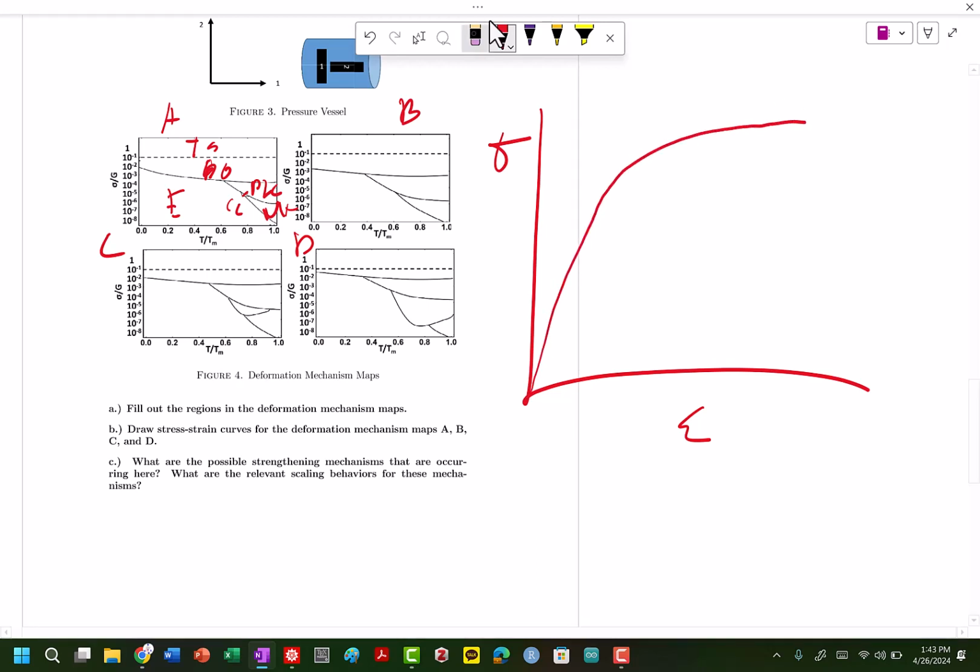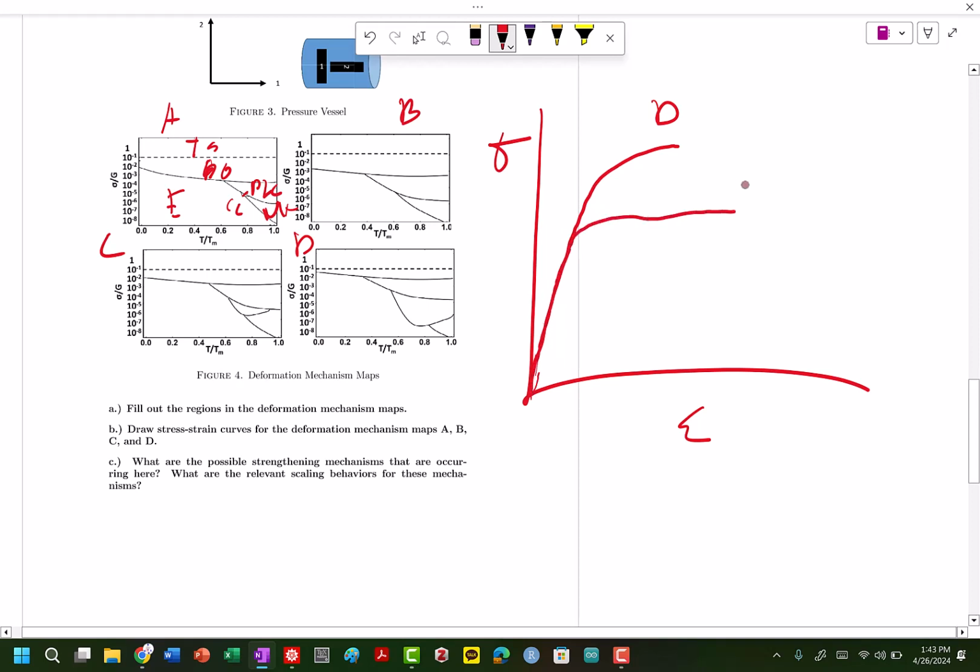Actually, I should erase a little bit. I didn't want to erase all of it. So this is going to be my D. Then, same slope, but lower yield strength and higher strain at failure. This is going to be my C. This will be my A, and then this will be my B.